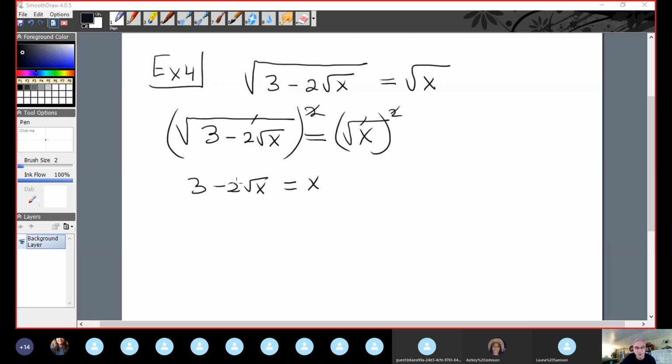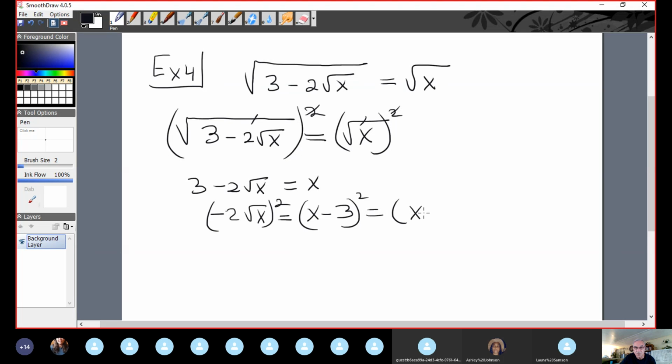So what should I do now here? I need to eliminate the remaining radical, the second radical. Well, I isolate the minus 2 radical x. I move that 3 to the right hand side, x minus 3. Now it's ready to square both sides. You can square, why not? Square both sides.